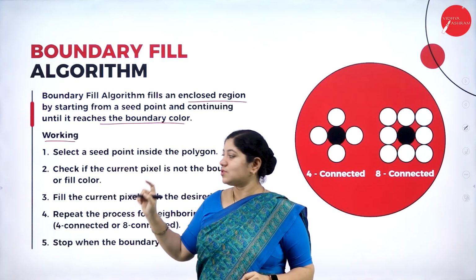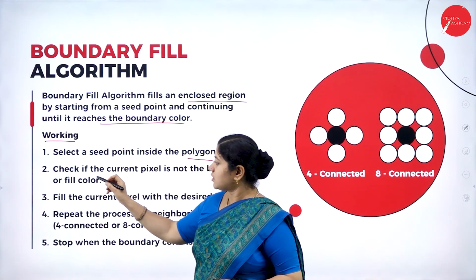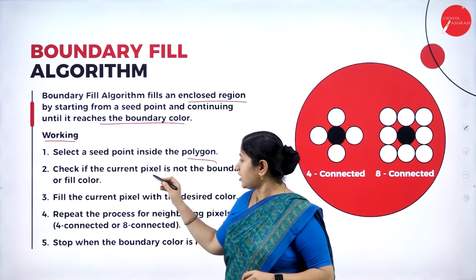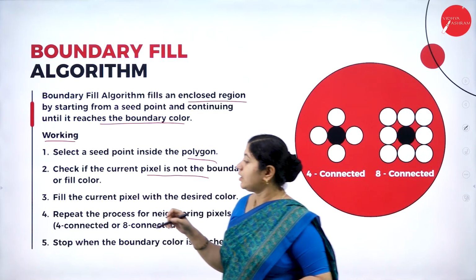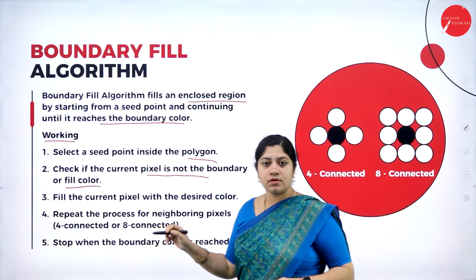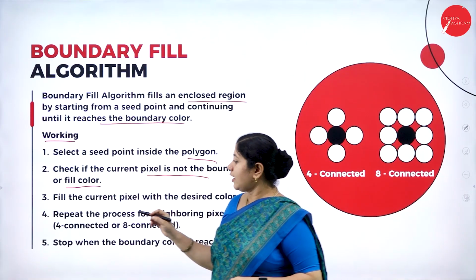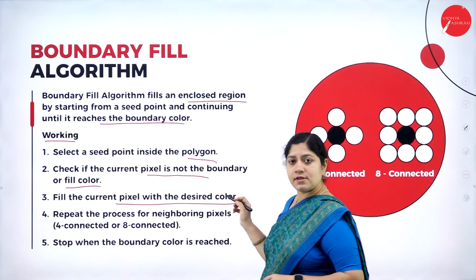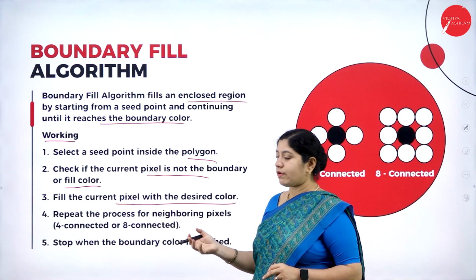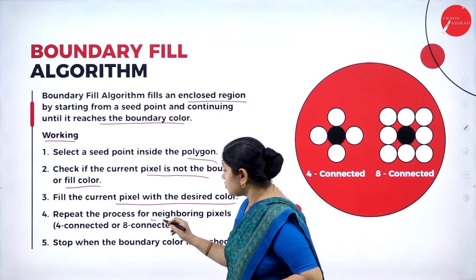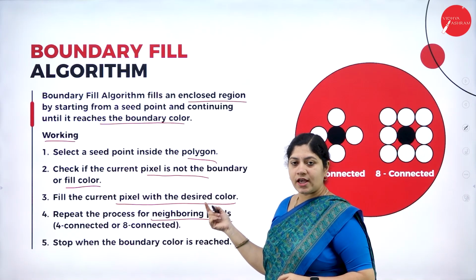All right, let's see the working of this. The first step is to select a seed point inside the polygon. Next, check whether the current pixel is not the boundary or fill color. We need to verify it and then fill the color. The next step is to fill the current pixel with the desired color according to our requirement. Next is to repeat the process for the neighboring pixels as well.